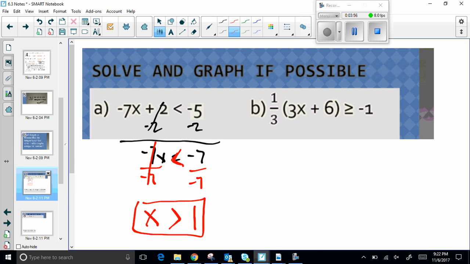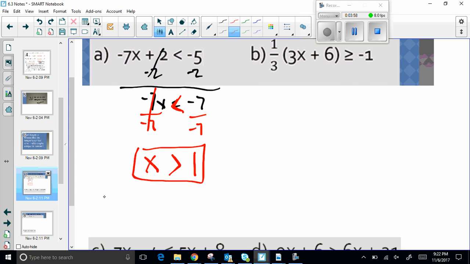Now you can then go to your number line or create a number line. I've got 1, I've got 2, I've got 0. I'm going to switch my colors. I'm going to keep an open circle. It's going to be greater than, and it's going to go this way. On to part B, or question B.